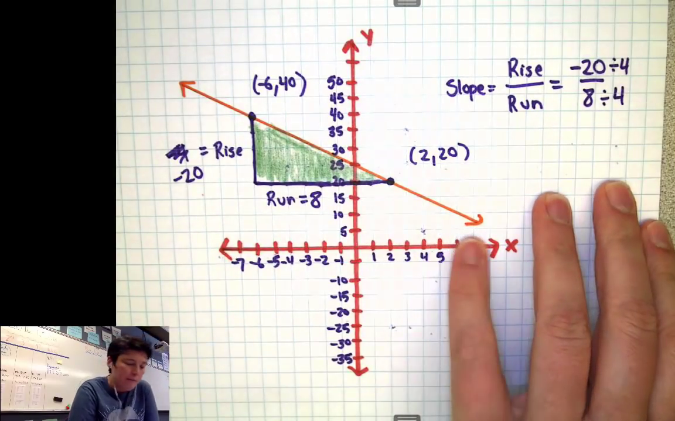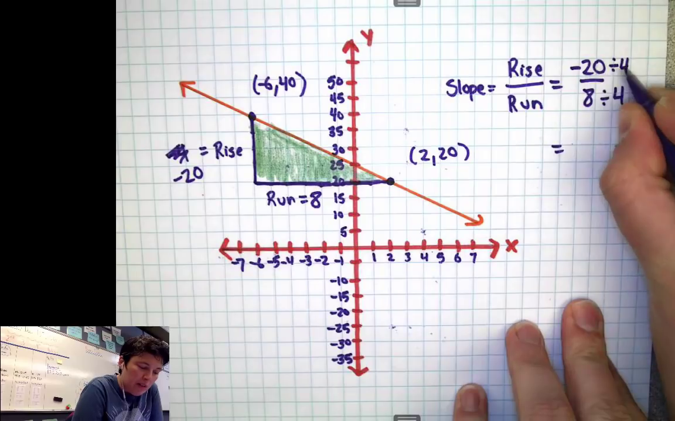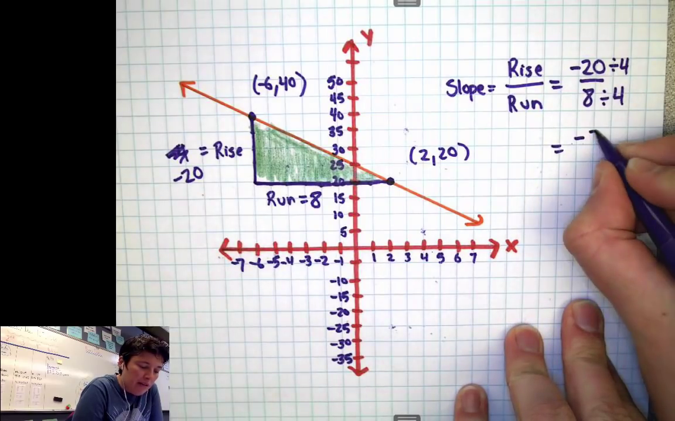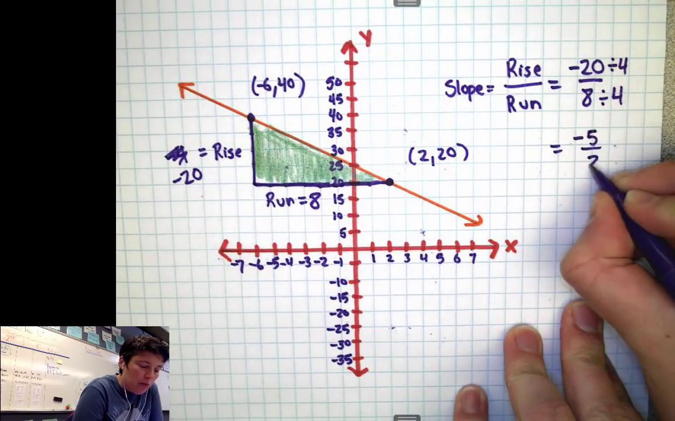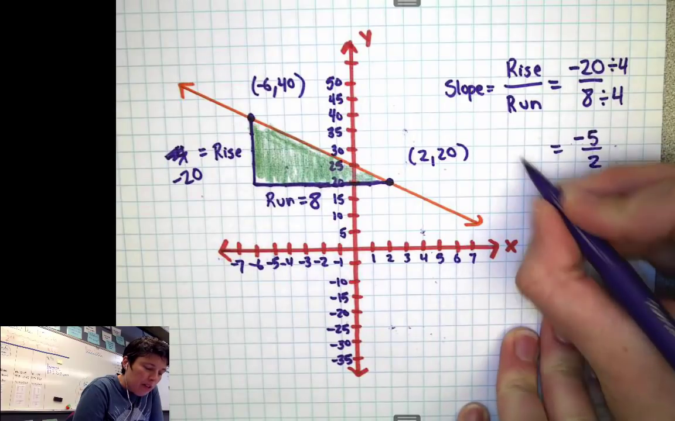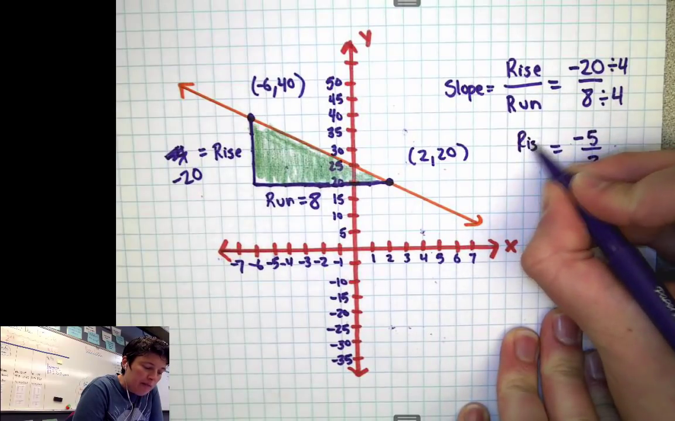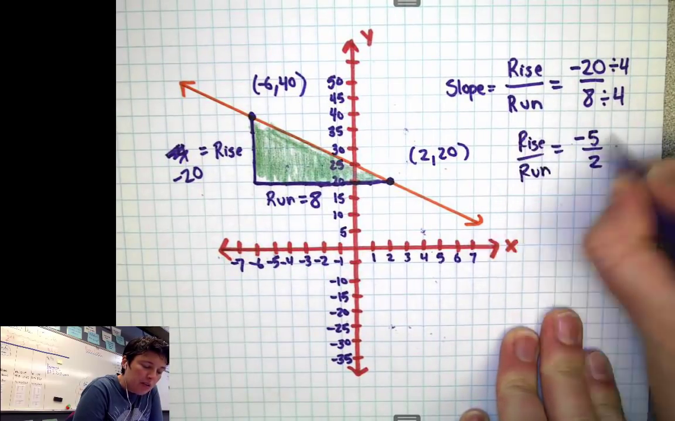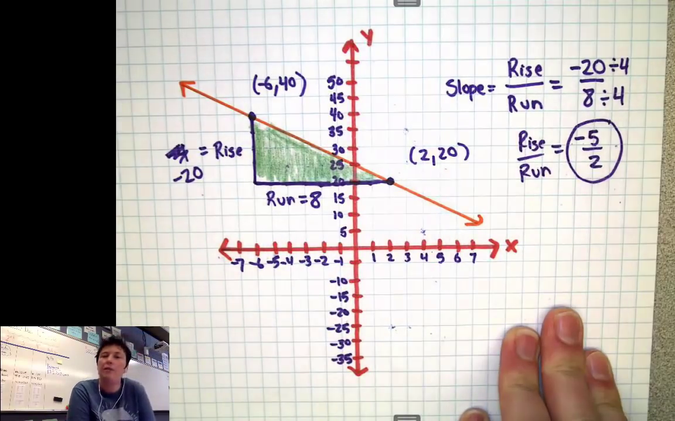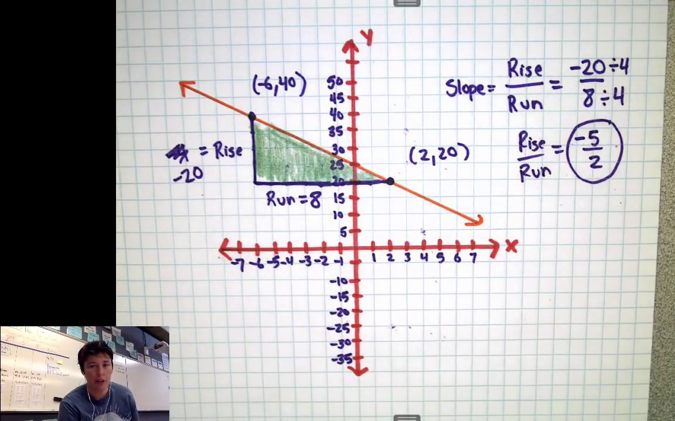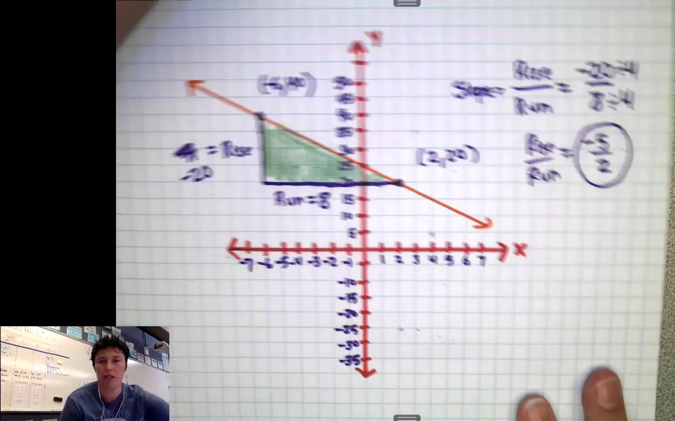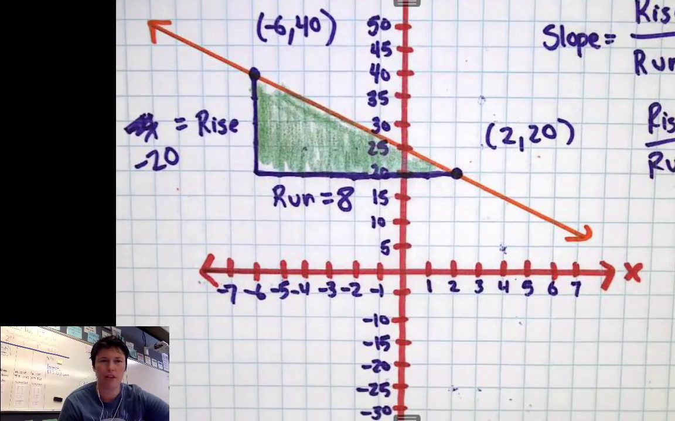Let's try that. 20 divided by 4 would be -5, and 8 divided by 4 would be 2. So our slope, rise over run, is equal to -5/2. We have a -5/2 slope. Watch what this means. I'm going to zoom in on this line. Hopefully you kind of follow me on this.